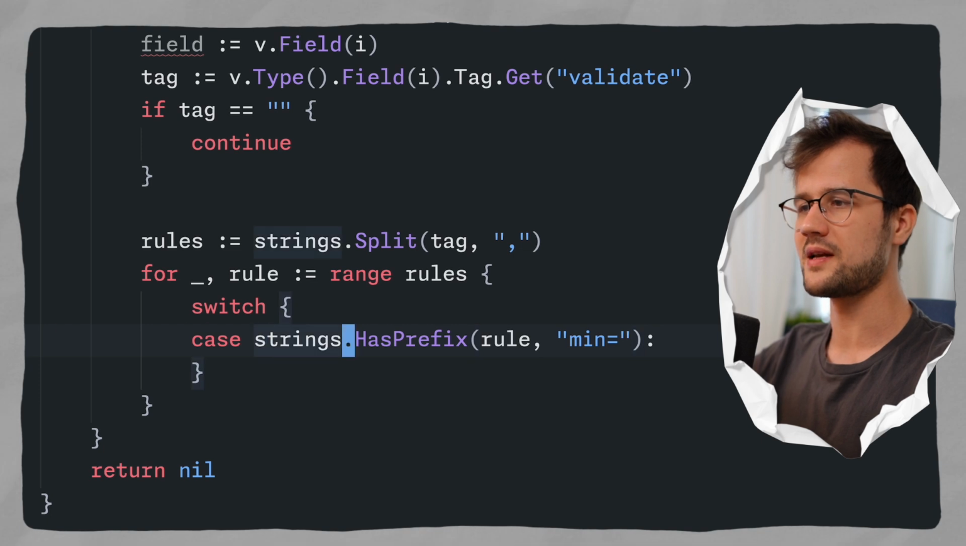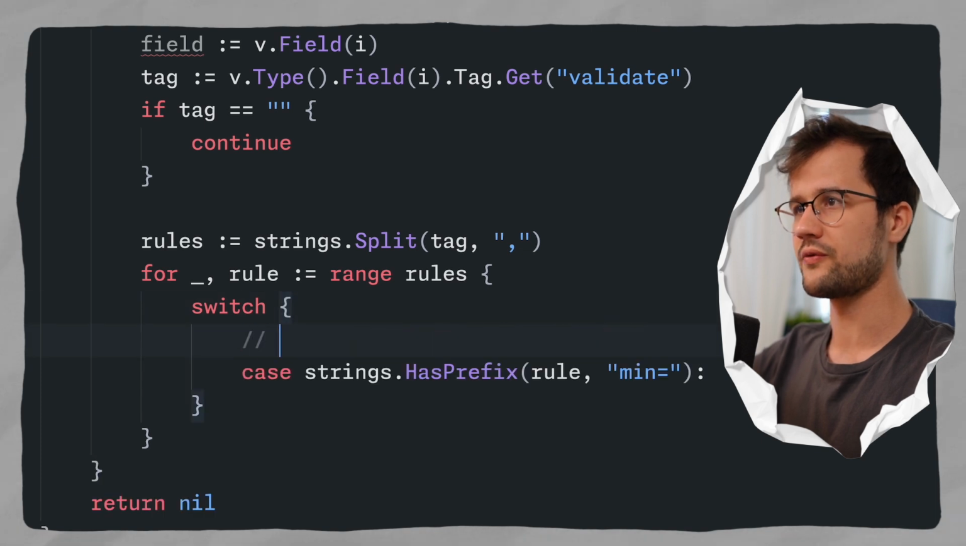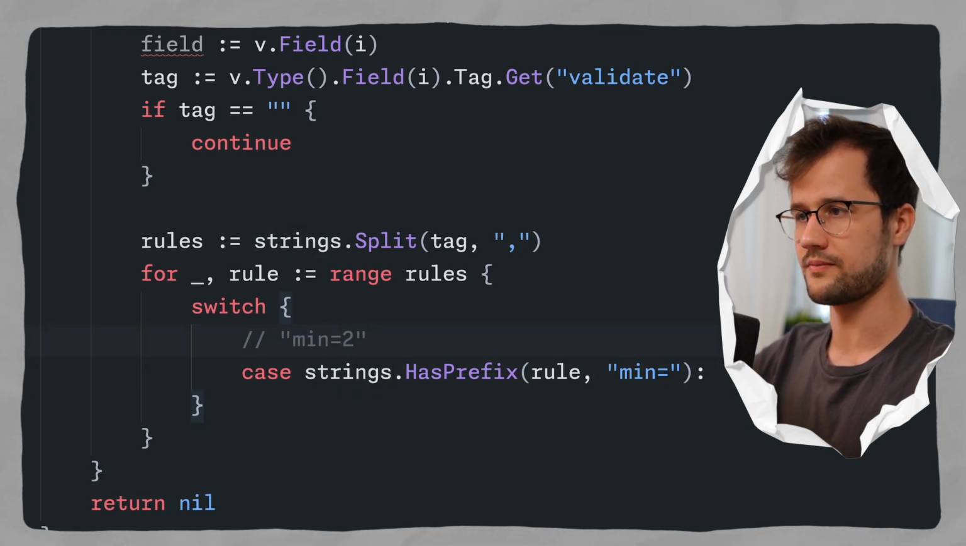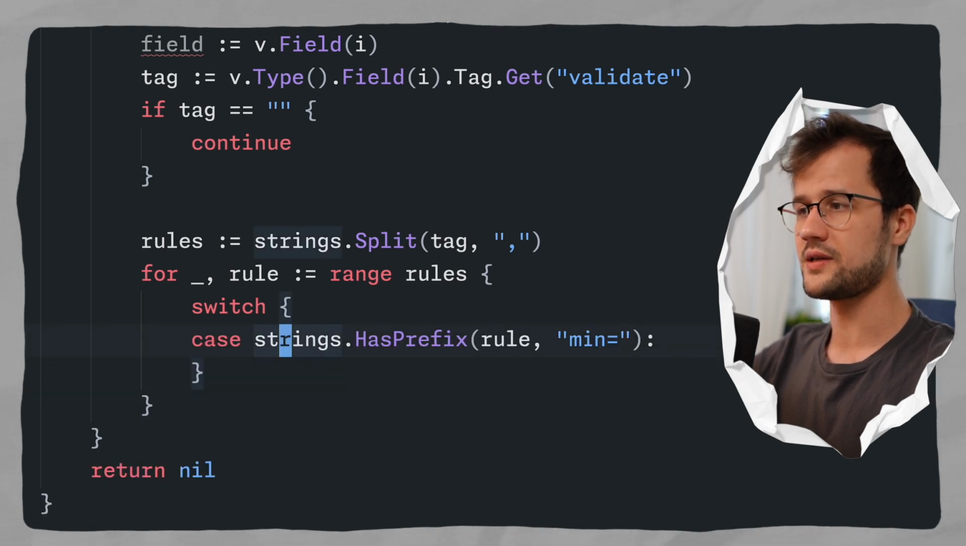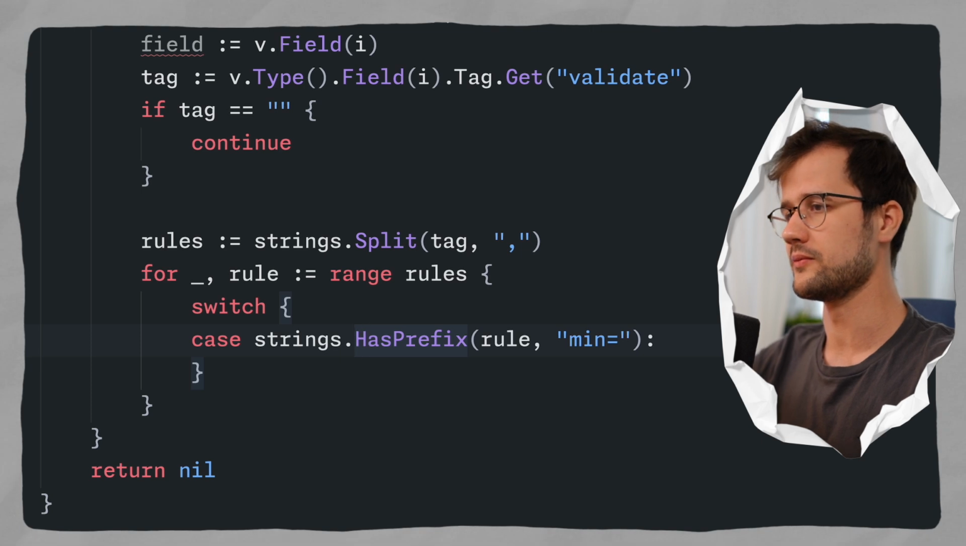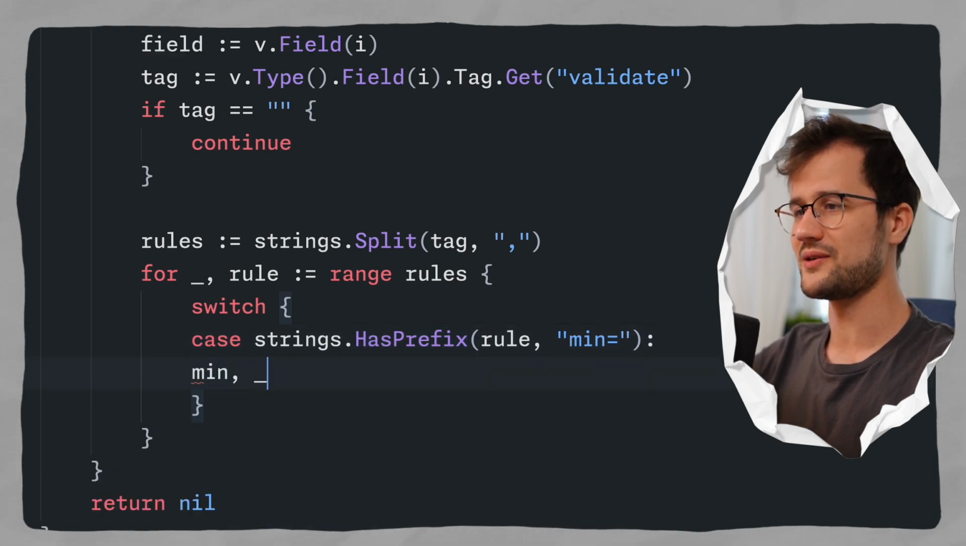This basically means whenever the rule starts with min equals, so in this case it is the name. If we have a name which has the validation logic min equals 2, we just check if this string starts with min and then equals, right? And if this is the case, we can assume that we want to execute the logic of the minimum check. So with that in mind, we can make use of the logic here for checking the minimum.